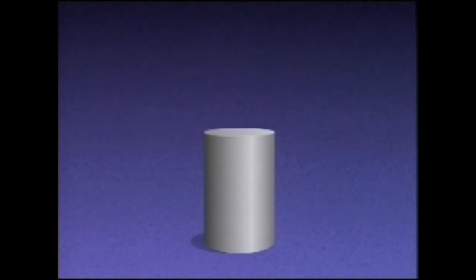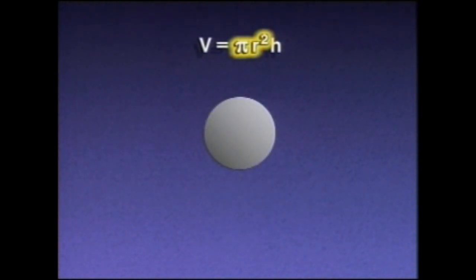Now, not all tanks are rectangular. Many tanks used in industrial facilities are cylindrical. To find the volume of a cylindrical tank, we use the formula for the volume of a cylinder. Volume, V, equals pi times the radius, r, squared, times the height, h. You may recognize pi r squared as the formula for the area of a circle. This is used because the base of a cylinder is a circle.